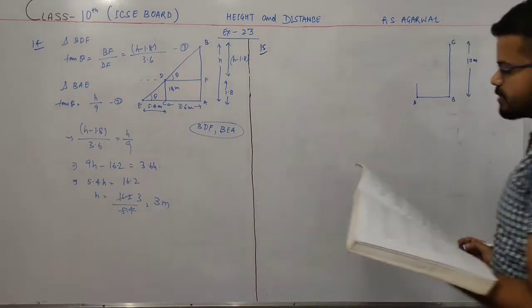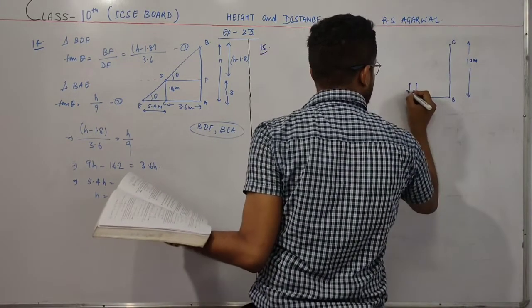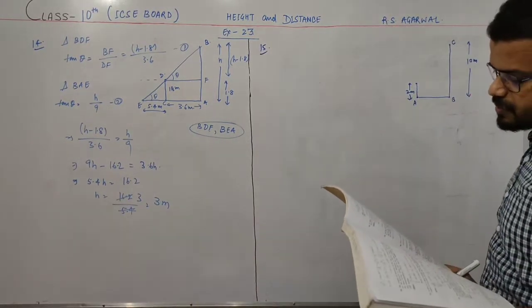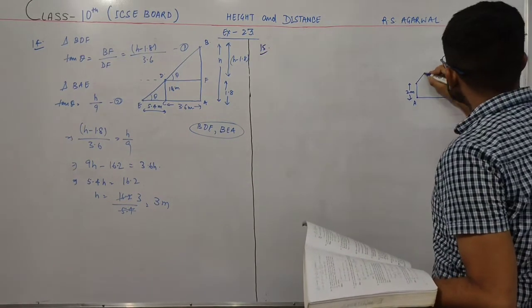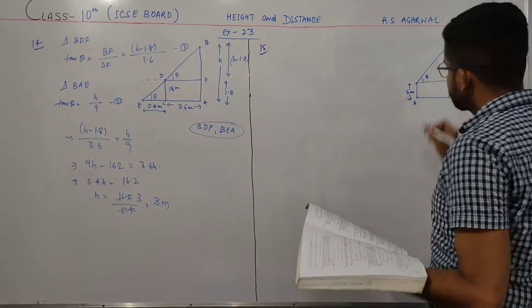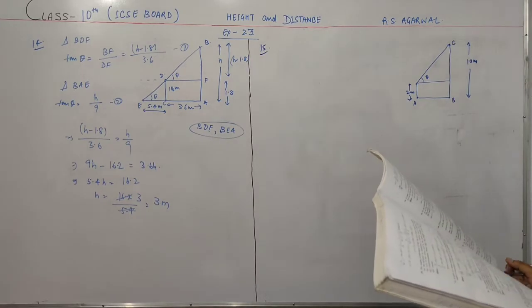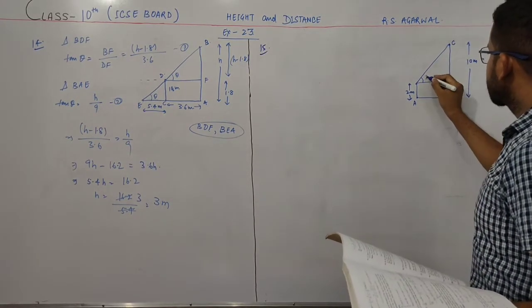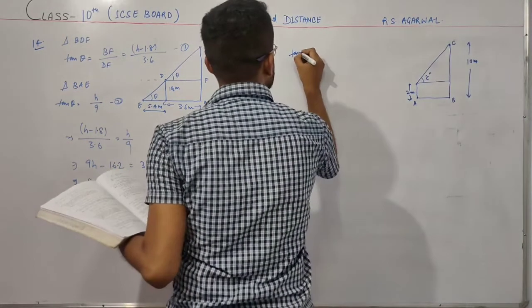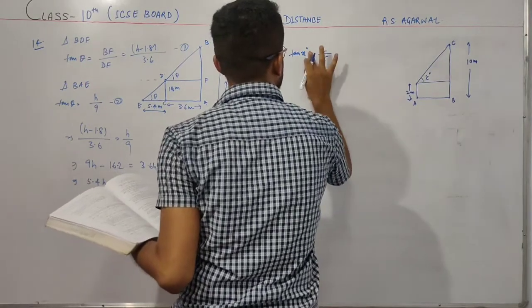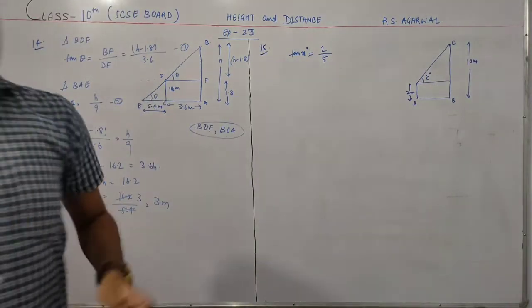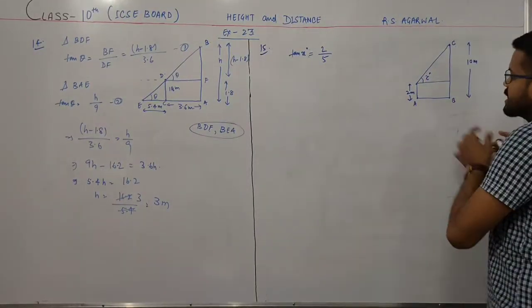The man's eye is 2 meter above the ground. Here, the man's eye, which is 2 meter above the ground. He observes the angle of elevation of C, the top of the pole, as x degree. This is given x degree. Where tan x degree is, in the question is given, 2 by 5. Calculate the distance AB in meter. We have to calculate this distance.